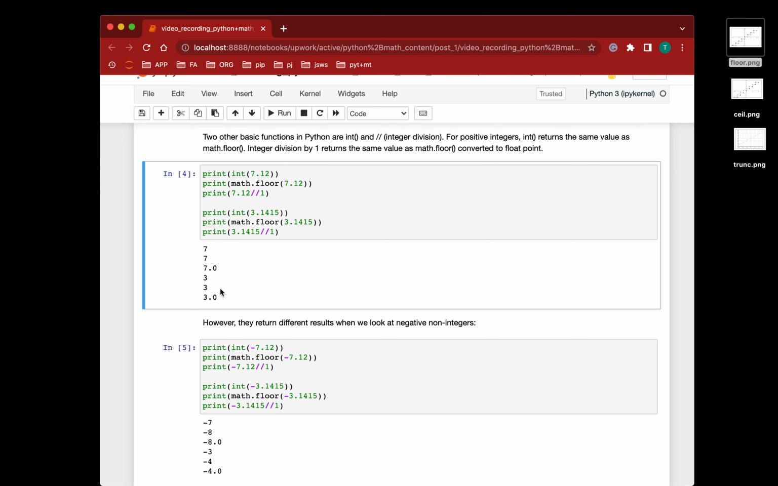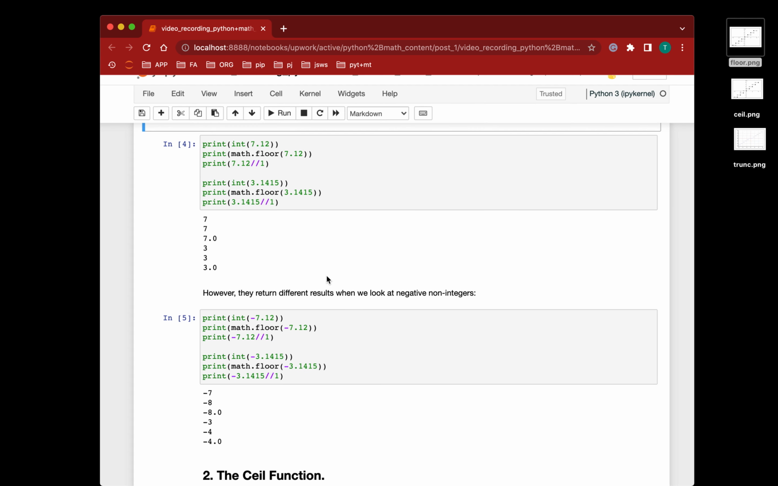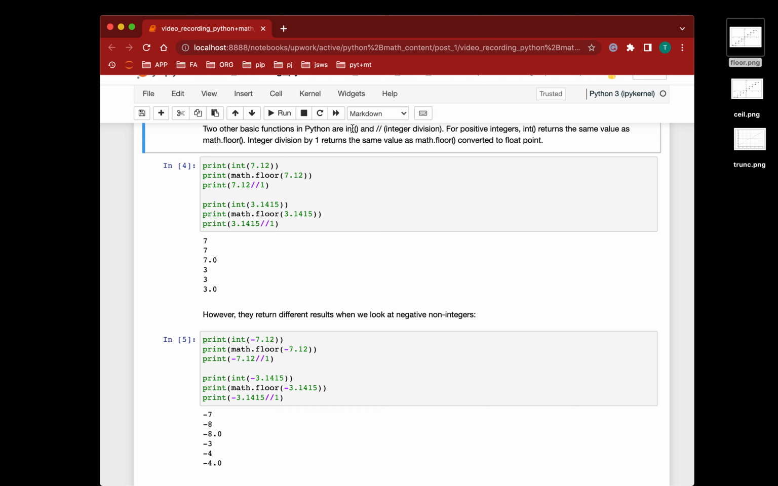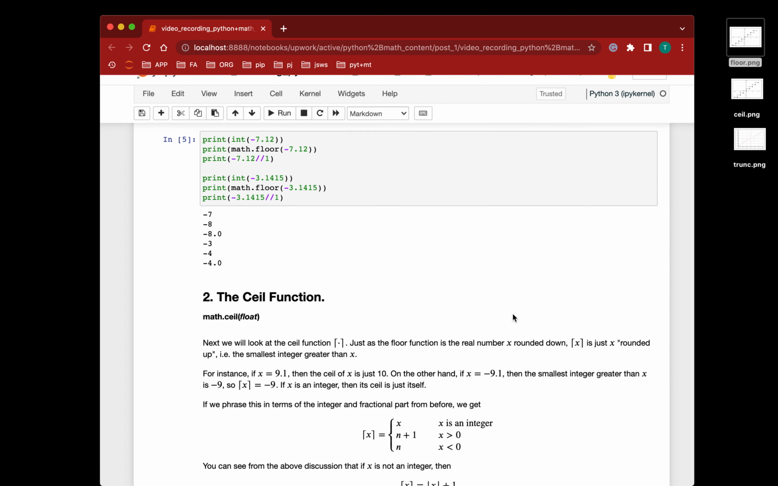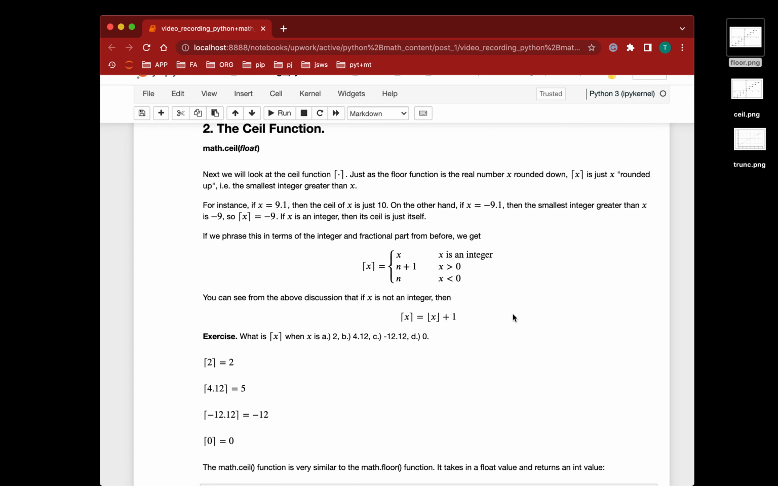So you can see from all of this that int and integer division by 1 behave in a very similar way to math.floor. And int gives back the same values if you just restrict to the positive numbers. We'll come back to the int function when we talk about the trunc function in a few minutes. Let's move on to our next function.